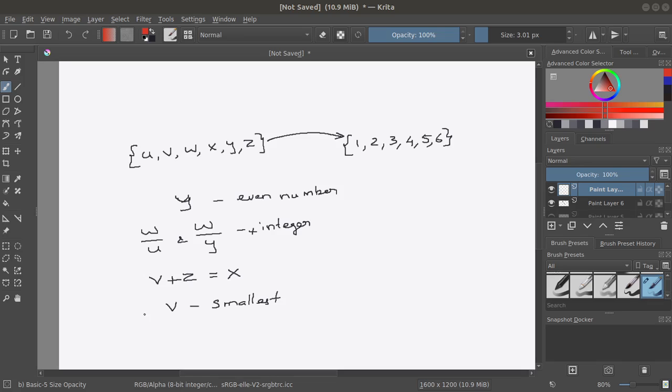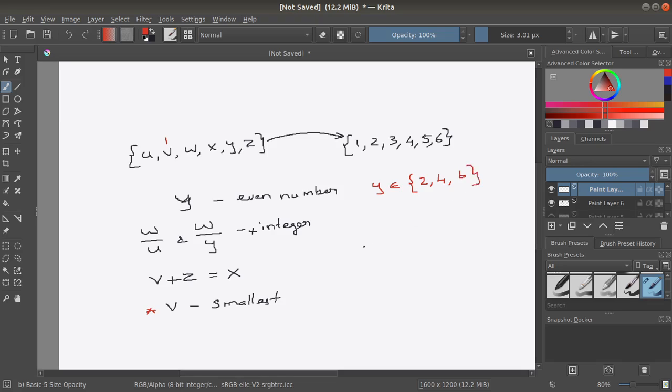Okay, now let's see this condition. So if I see this condition, v is the smallest. So among this set, the smallest is 1. So I'm going to put 1. Okay, so that's the smallest. Okay, now y is an even number, right? So if y is an even number, then what are the possible y values? So I can have 2 or 4 or 6, right? So this y belongs to a subset of this set, which is 2, 4 and 6.